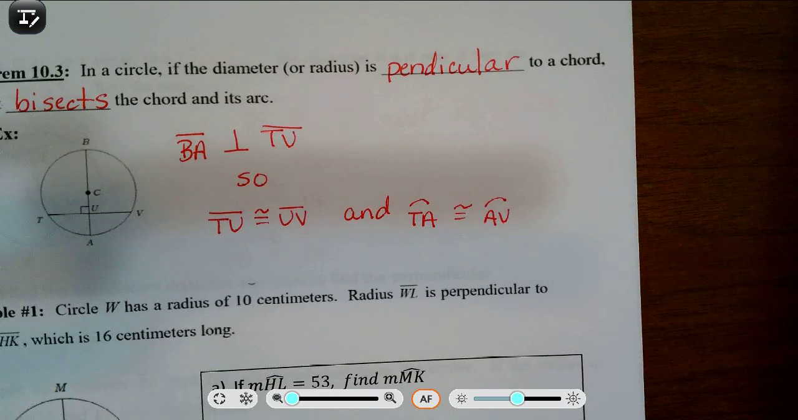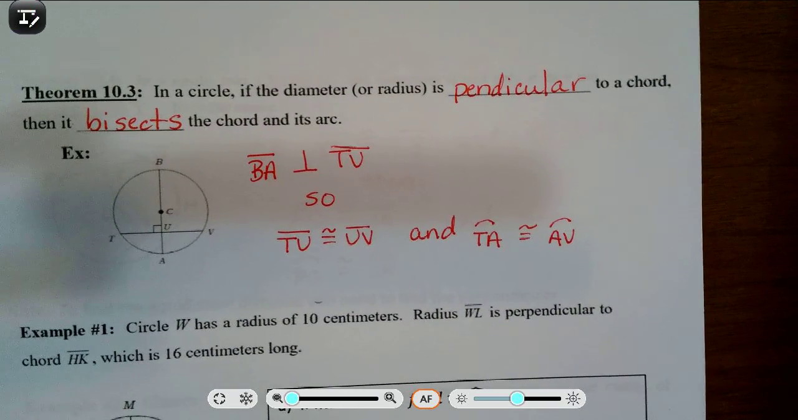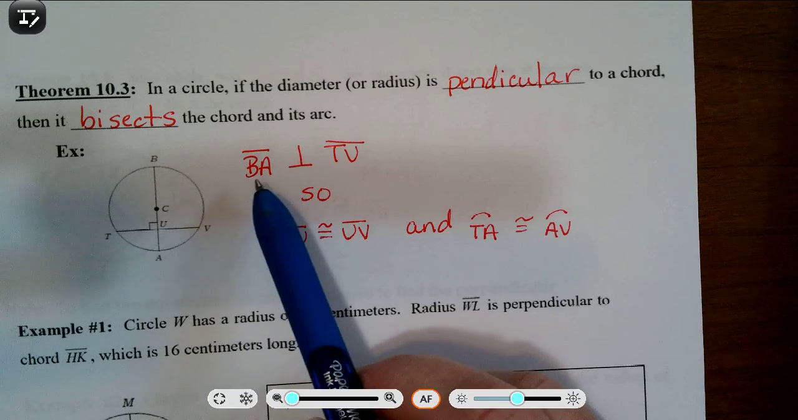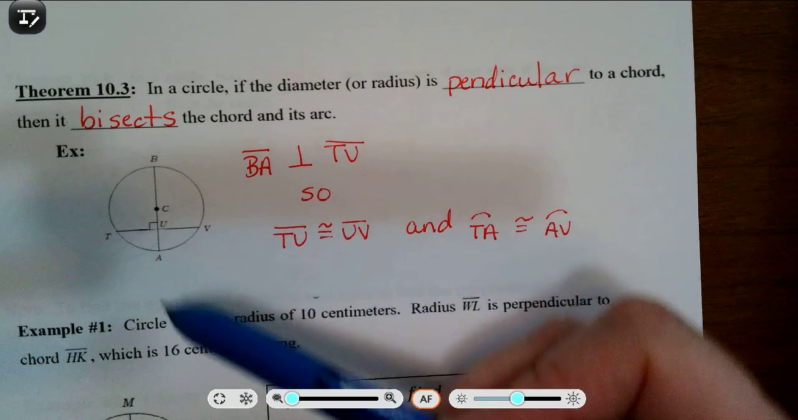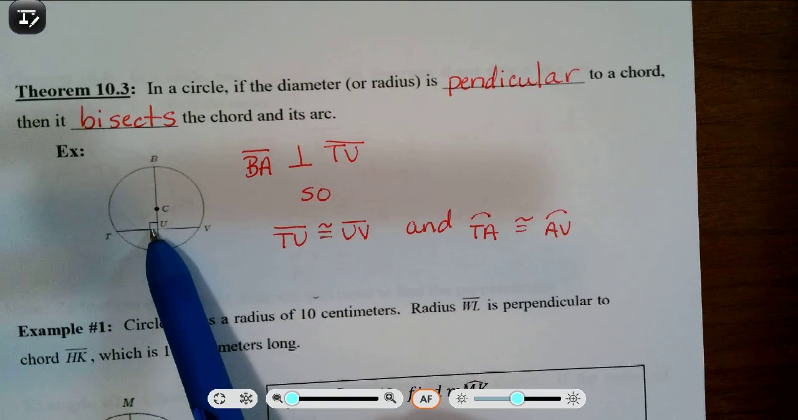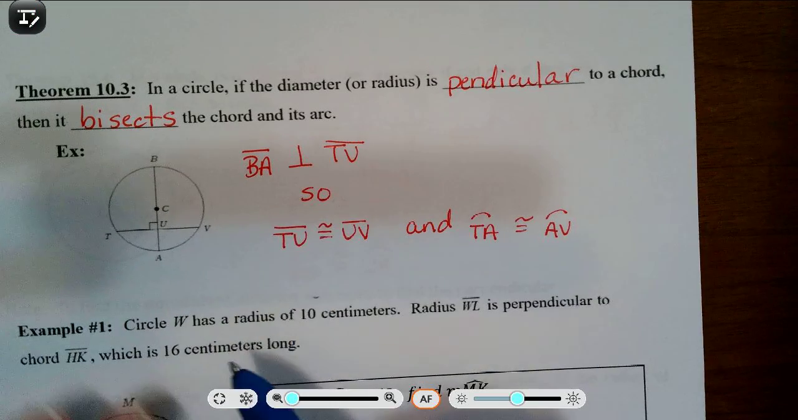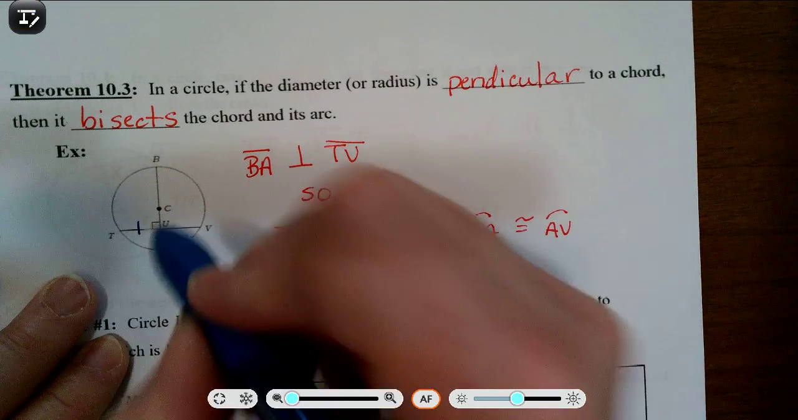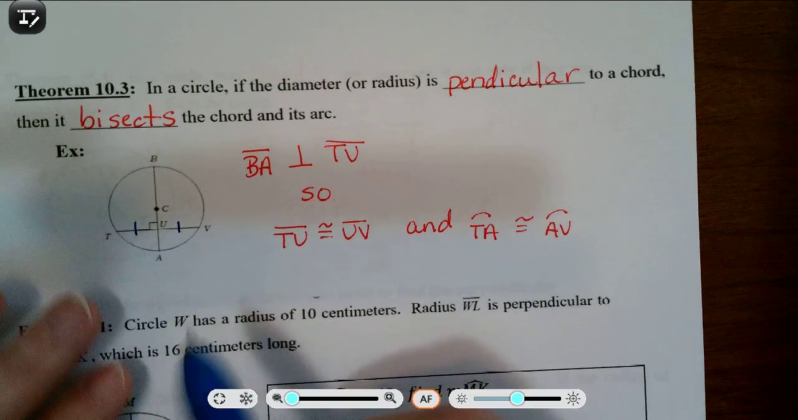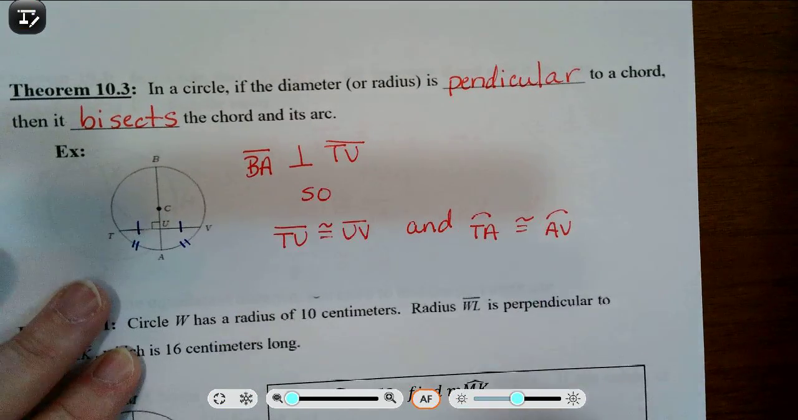All right. Another thing that we can do with another theorem is, in a circle, if the diameter or radius is perpendicular to a chord, then it will bisect the chord and its arc. So looking at the diagram here, I'm given that BA is perpendicular to TV. Okay, we see the little 90 degrees, we know it's perpendicular. So what that means is that TV is congruent to UV. And I also know that this arc, TA, is congruent to this arc, AV.